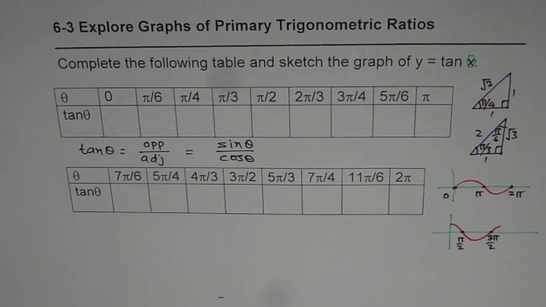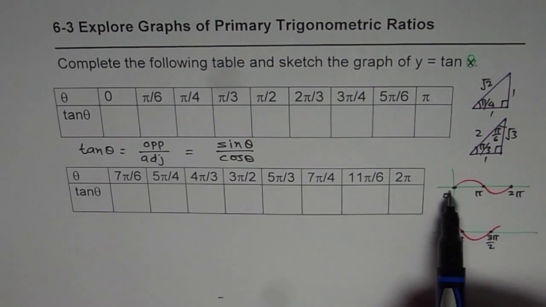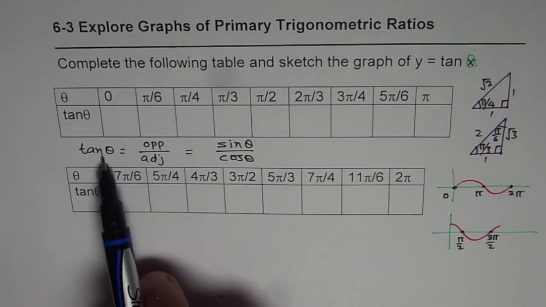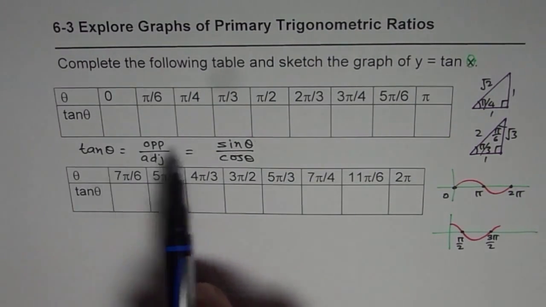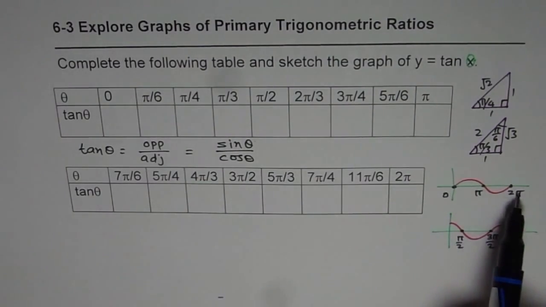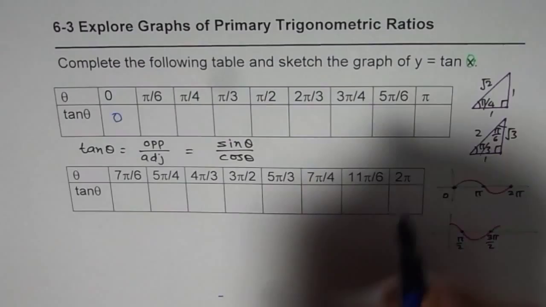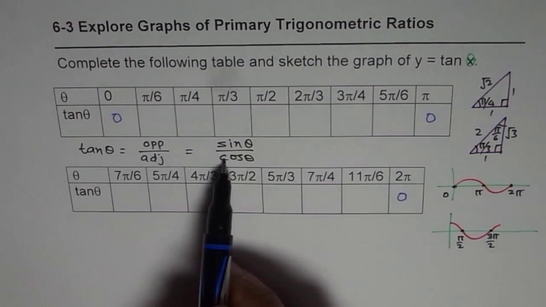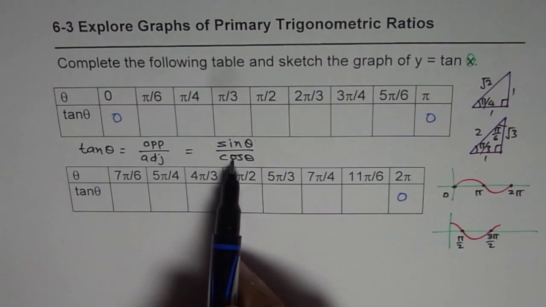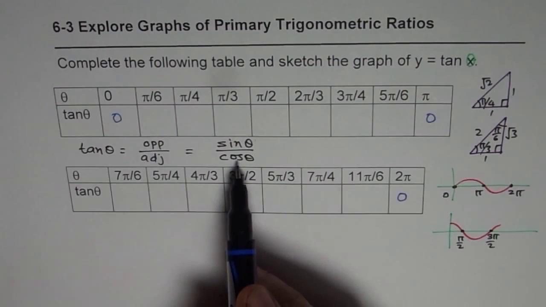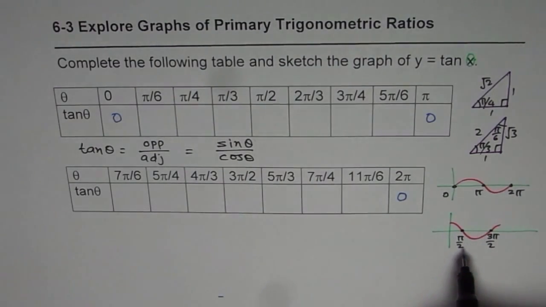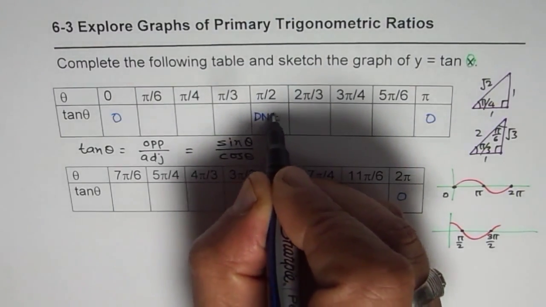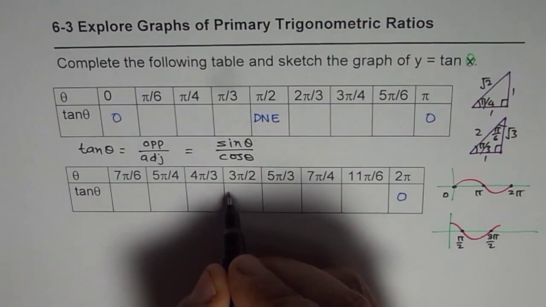Let me show you how. Let's first look for zeros. Whenever the numerator is 0, that is sine theta is 0, tan theta is going to be 0. So tan theta is going to be 0 for 0, pi, and 2 pi. Let's write zeros for 0, pi, and 2 pi. Now, whenever cosine theta is 0, tan theta will be undefined, because something divided by 0 is not defined. So those are the points at pi by 2 and 3 pi by 2. We'll write here does not exist, or undefined, for pi by 2 and 3 pi by 2.